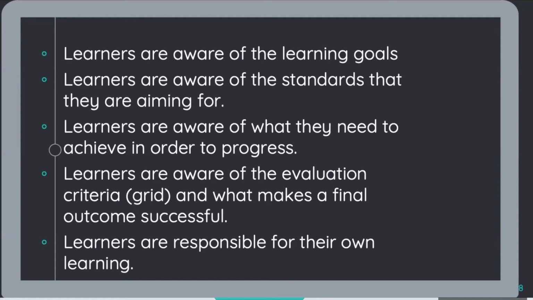They will help you cut down a big road. Because working in a class with students who have no idea what they're there for is completely different from working with a group of students who actually know what their objective is, what they're coming to class for. Right? Then again, the second feature, learners are aware of the standards that they are aiming for.